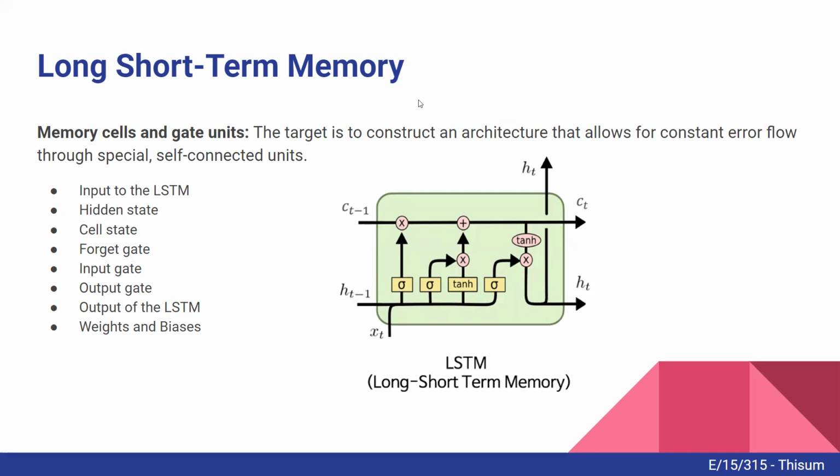As I mentioned earlier, since the problem is vanishing and exploding error components, they proposed this constructed architecture to allow a constant error flow through special self-connected units. This LSTM architecture shown in the slide consists of these main functionalities: input to the LSTM, hidden state, cell state, forget gate, input gate, output of the LSTM, and weights and biases.